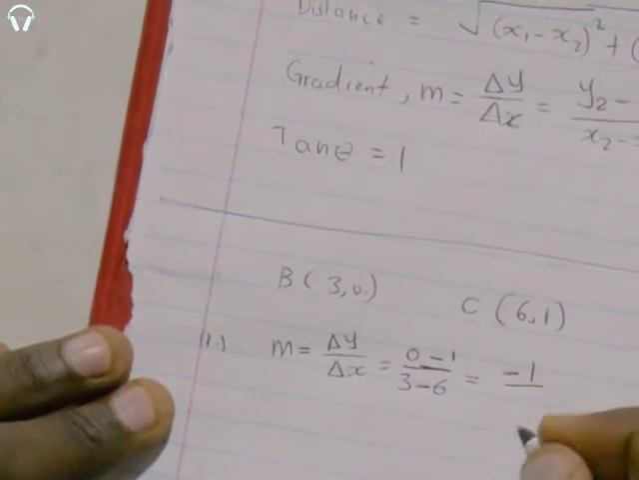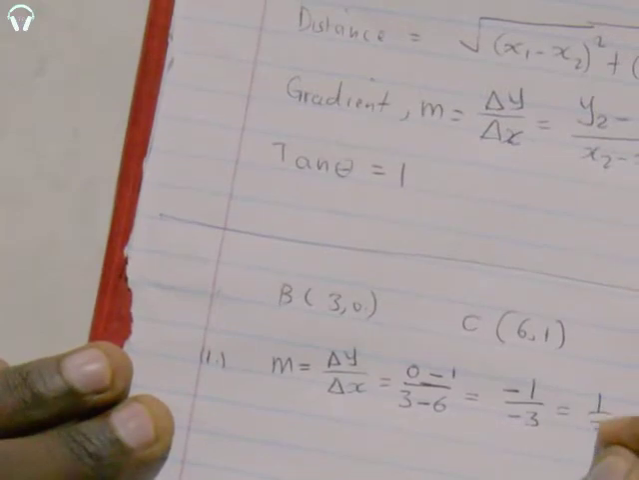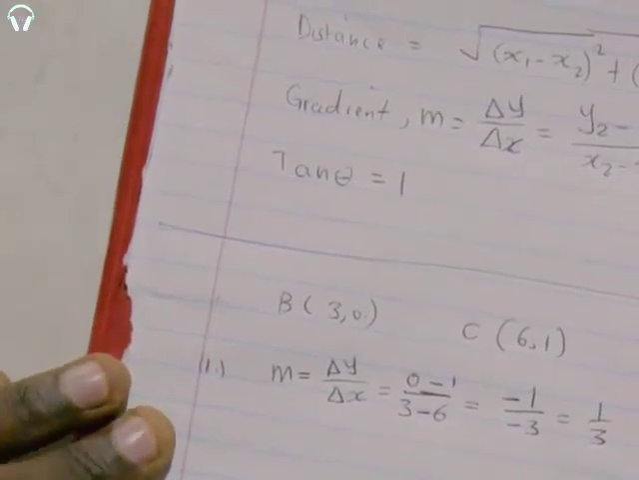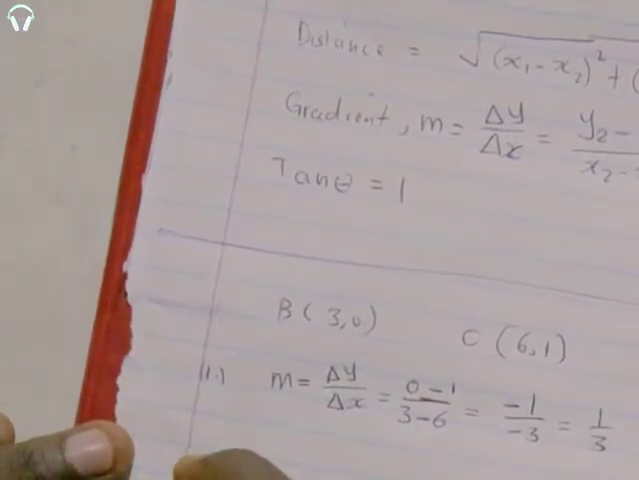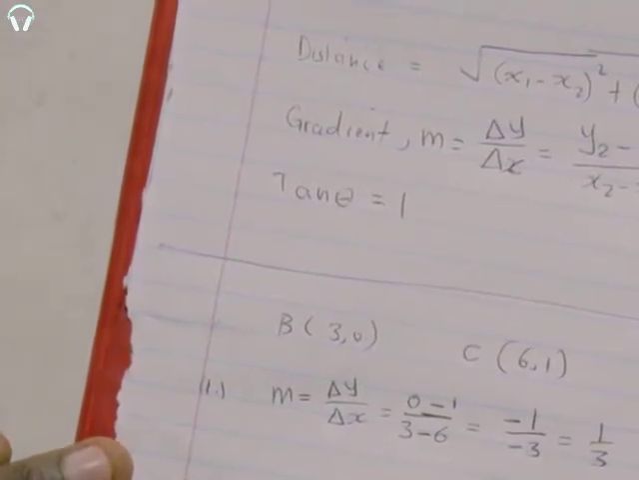Simplifying further, it becomes negative 1 over 3 minus 6, which is minus 3. Then your gradient is 1 over 3. And that is the gradient of BC.